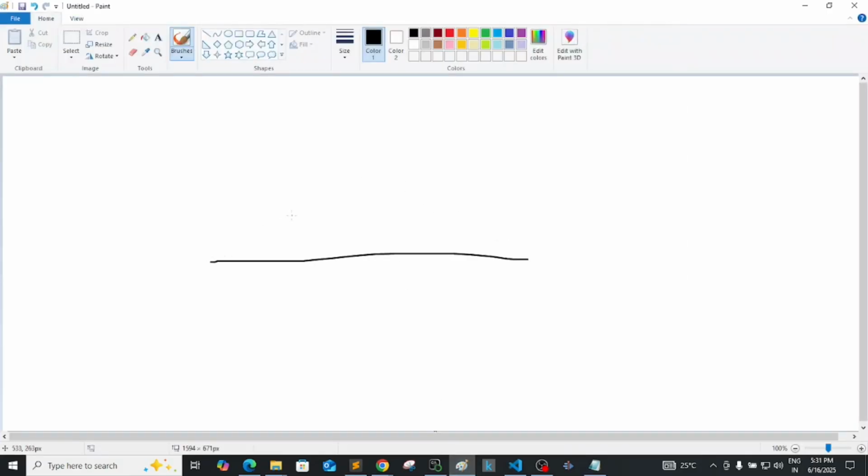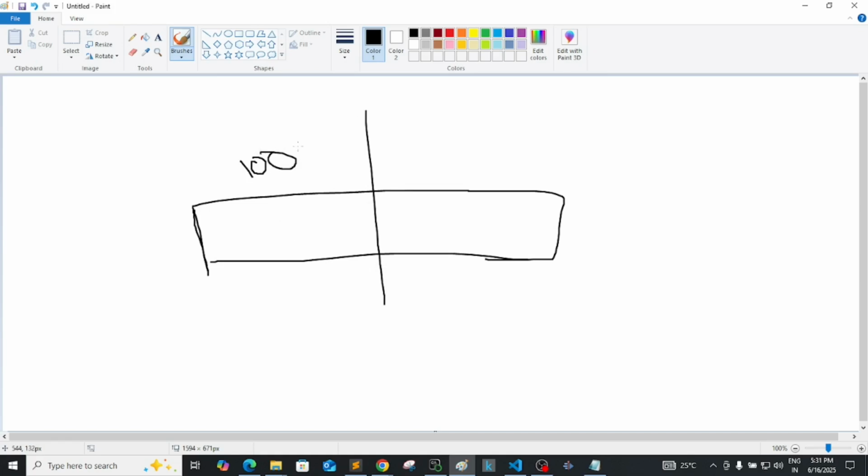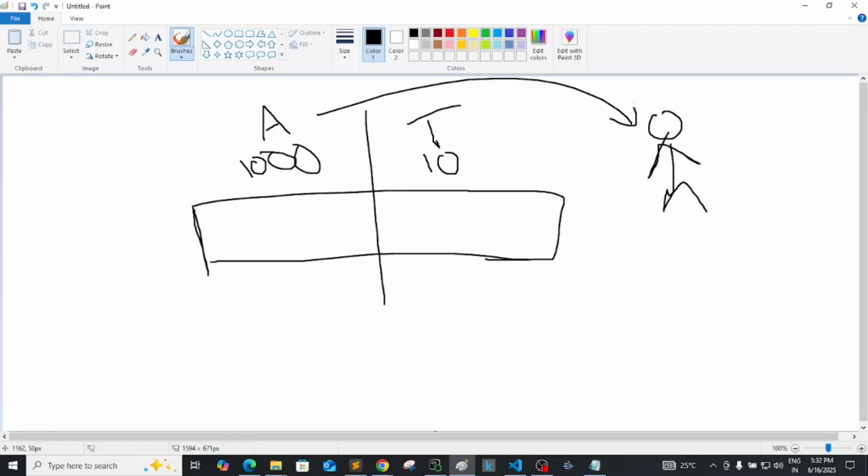For example, if there is a box with two sections, here there are 1000 apples and here are 10 tomatoes. There is a small boy here. Now you want to train him with the 1000 apples and 10 tomatoes one by one. So after 10 apples, the 10 tomatoes will not be available, and the 1000 apples you will train one by one.